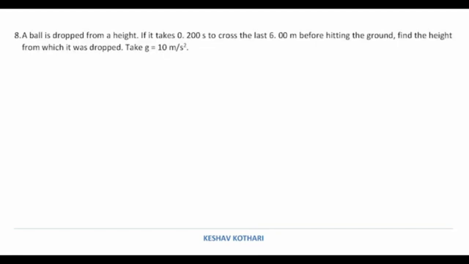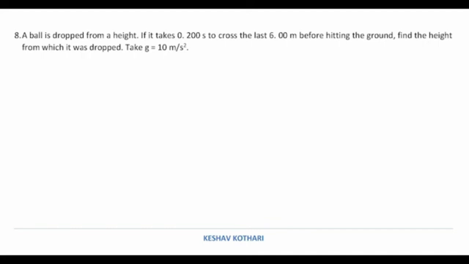A ball is dropped from a height. If it takes 0.2 seconds to cross the last 6 meters before hitting the ground, then find the height from which it was dropped. So we are asked a question like this, in which the question is saying that the ball takes 0.2 seconds time to cross the last 6 meters.